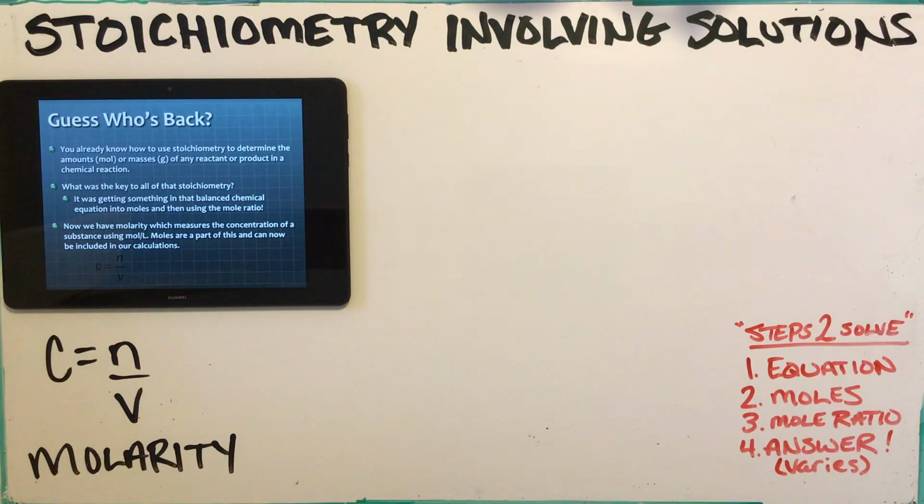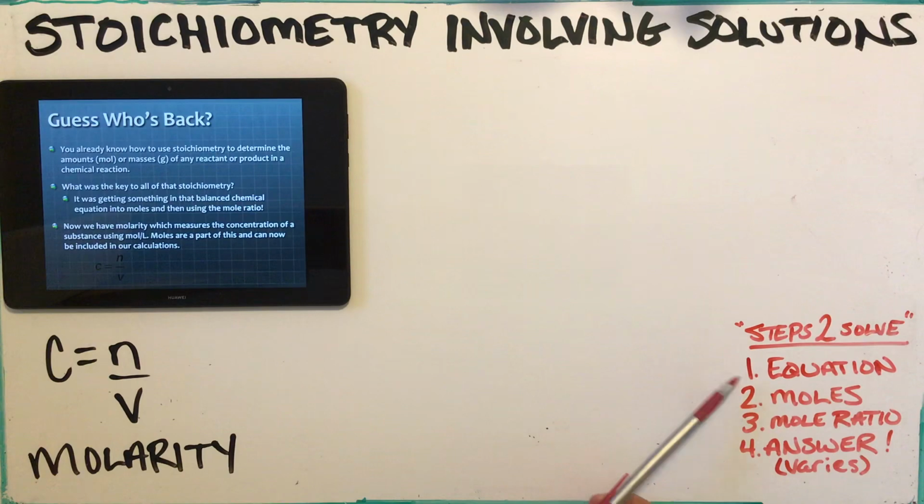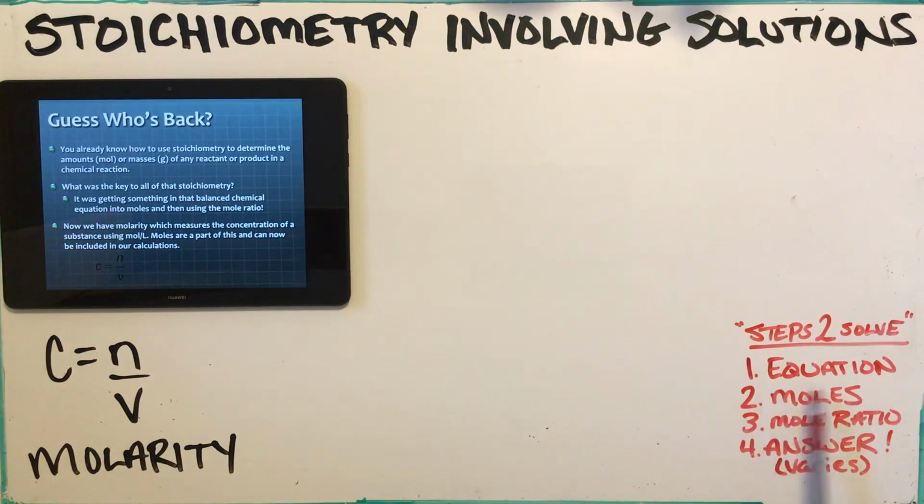Before we could do that, what did we need? What was all stoichiometry based on? A balanced chemical equation. That's our first step always. Whenever we do anything stoichiometry, that balanced equation is number one. Absolutely must have it. All right?